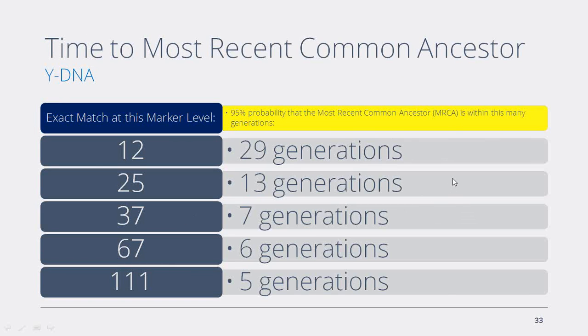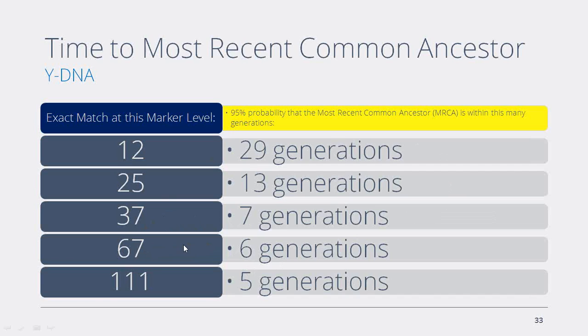And there's still also chances of that coincidental matching at 25 markers. At the 37 marker level, now we reduce that time frame, we about half it again, to 7 generations. And so now we're talking more like the 200-year time frame, and that's probably better for most people's genealogy. And then once you get beyond 37 markers, the higher marker levels, you'll see that the time frames don't drastically reduce anymore. They don't cut in half anymore.